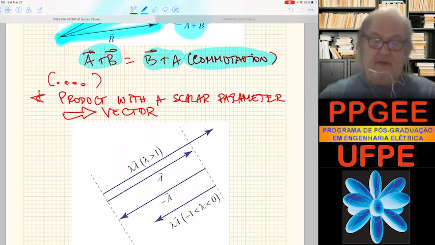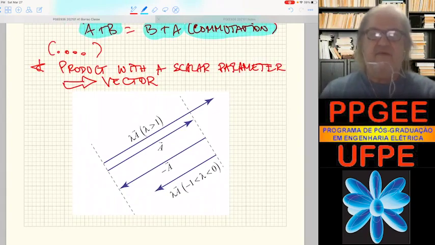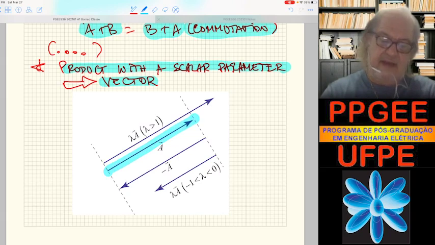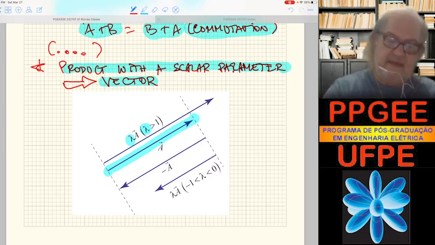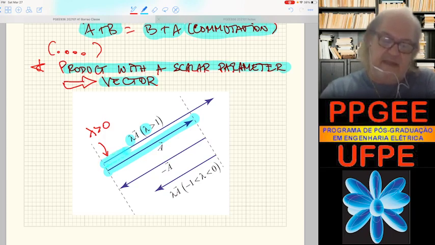Just to make a small addendum here, we are talking about sum, but I have an important property involving a scalar parameter and a vector, which is when you have a product with a scalar parameter, you still have a vector as a result, okay? For instance, if I have a vector A, I can multiply it by a scalar lambda. Let's say that lambda is larger than 1, in this case here. Let's say that lambda is non-dimensional, so a scale factor that's non-dimensional. You can say two, then you have a vector that is larger than A, lambda A.